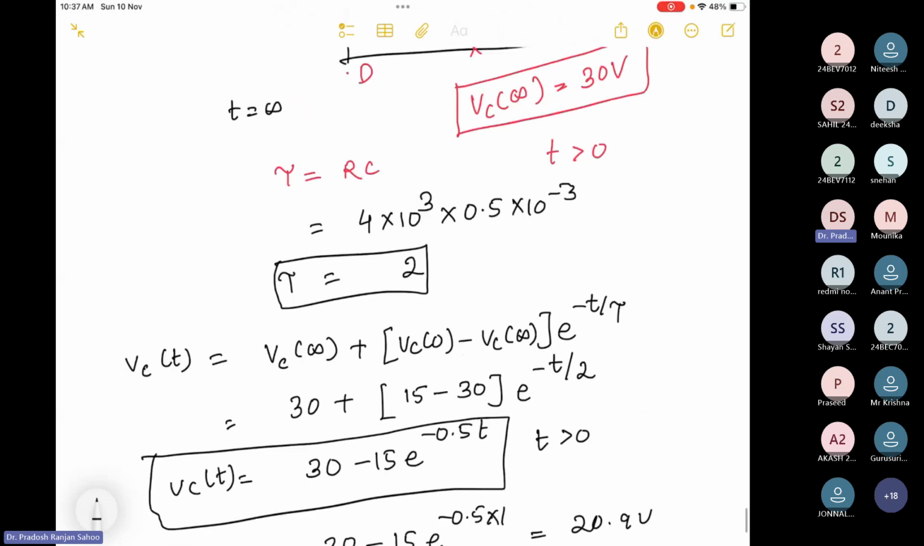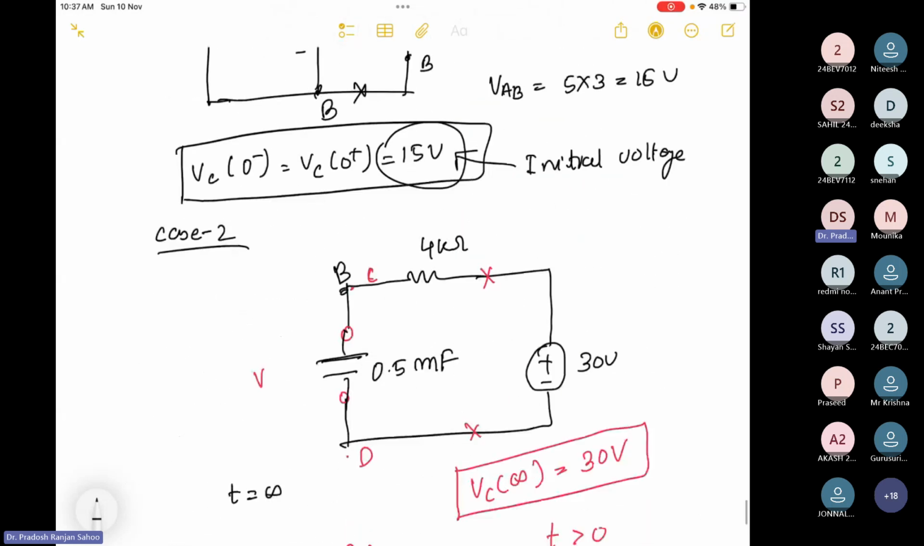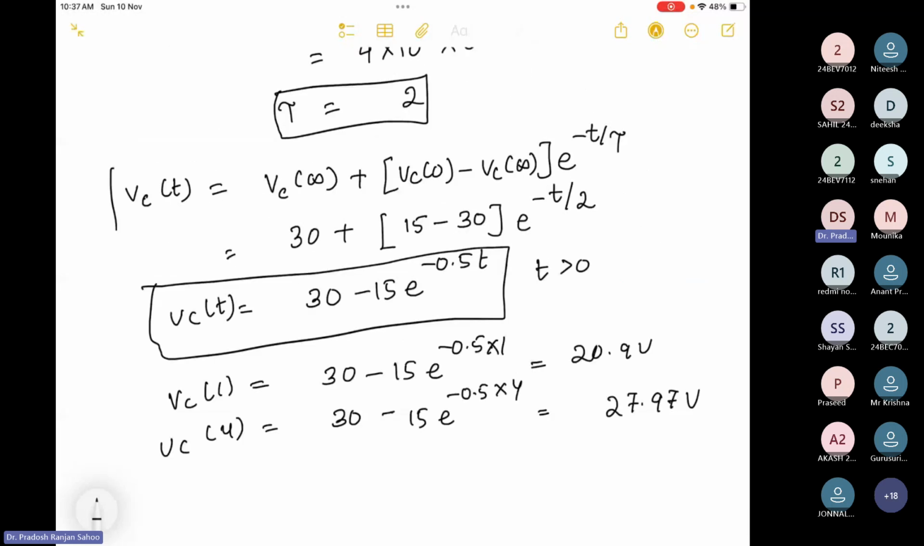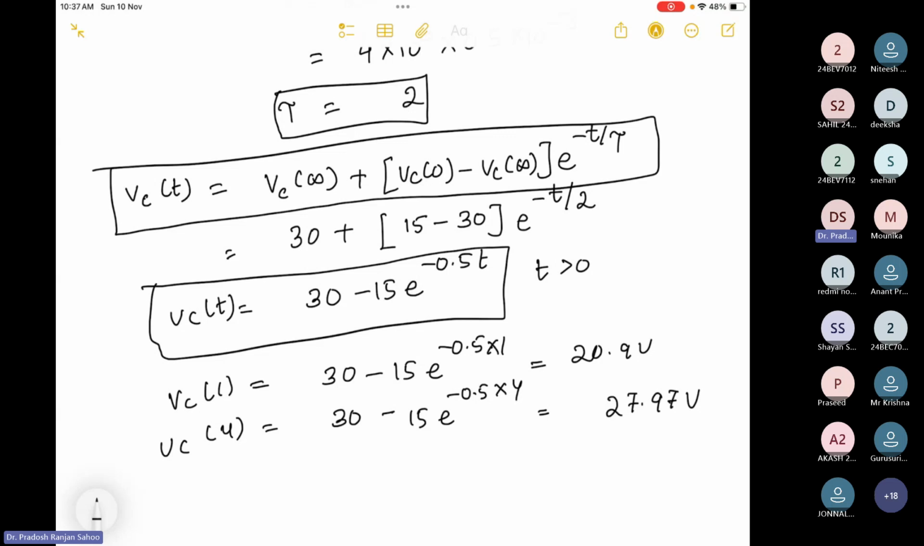So always remember this formula. This formula will be helpful always. This is the formula you need to remember.